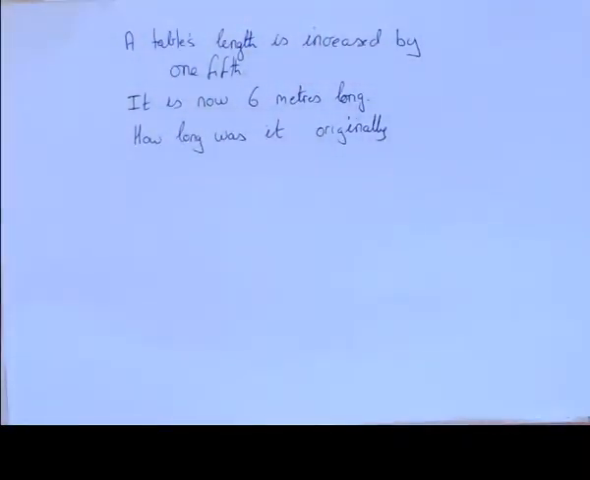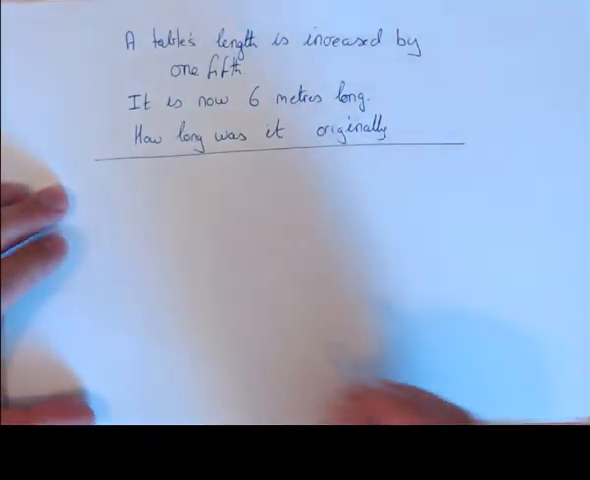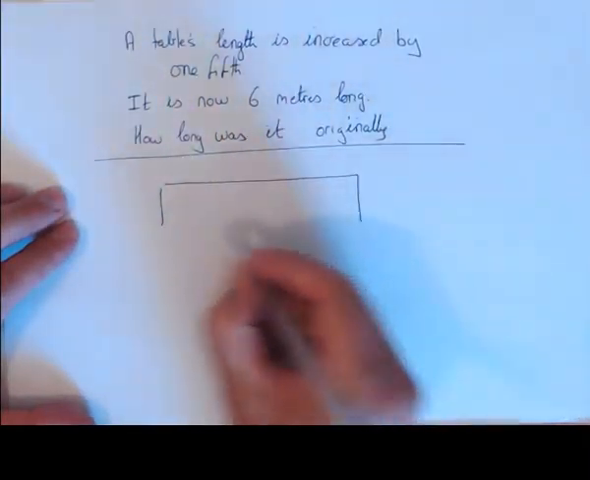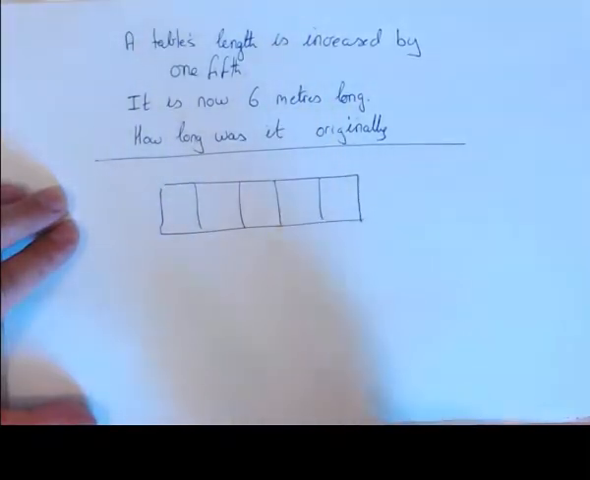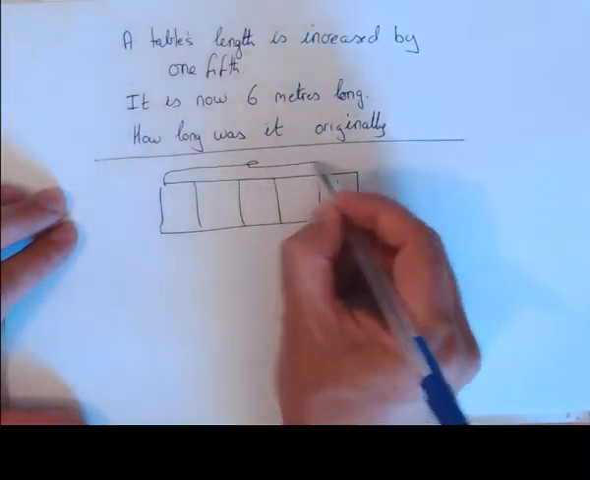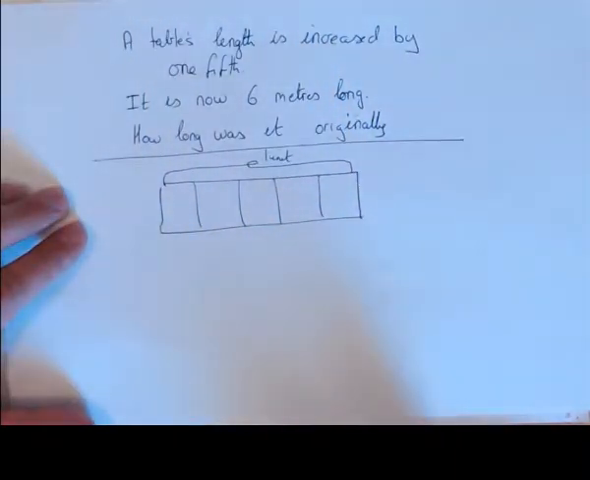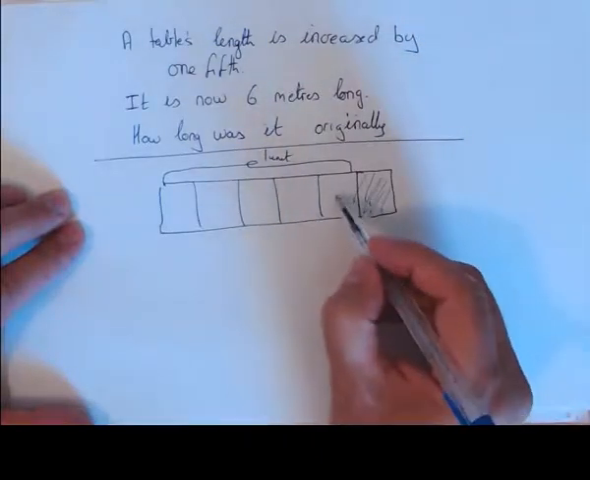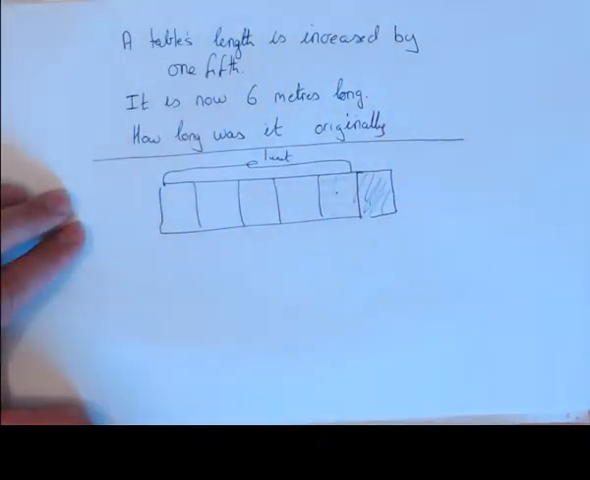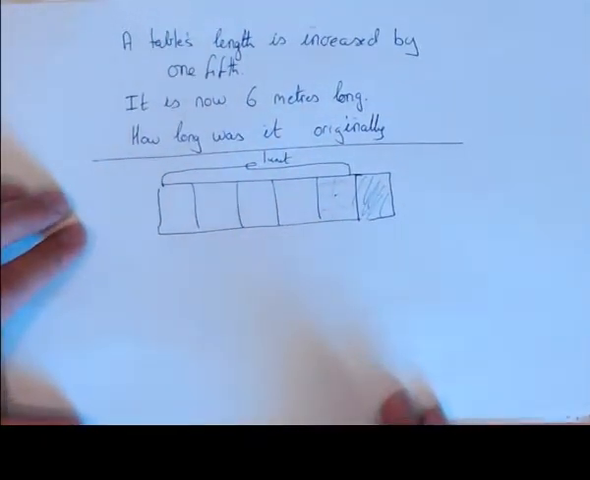So the length of a table is increased by 1/5. How long was it originally? This is exactly the same idea. You have something here. You break it into fifths. This is the original amount. We think of this as the 1 unit. You break it into fifths. You're going to increase the table size by 1/5, meaning you increase it by the same amount as this fifth here. How long is it now? How long is it in comparison to how long it was originally?